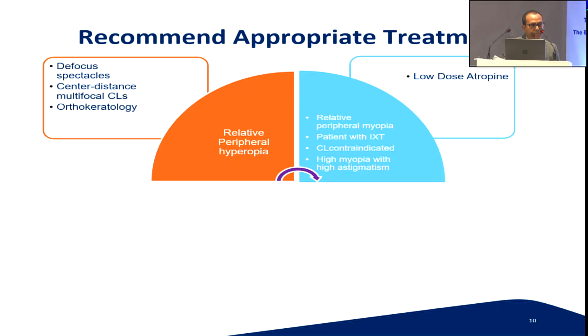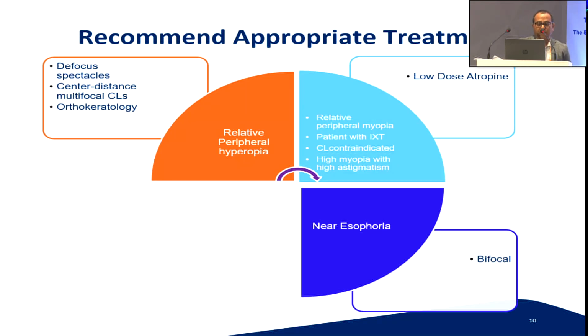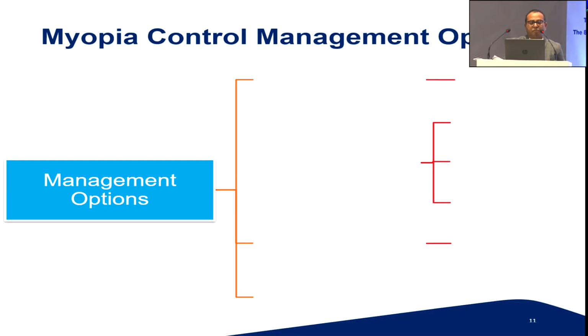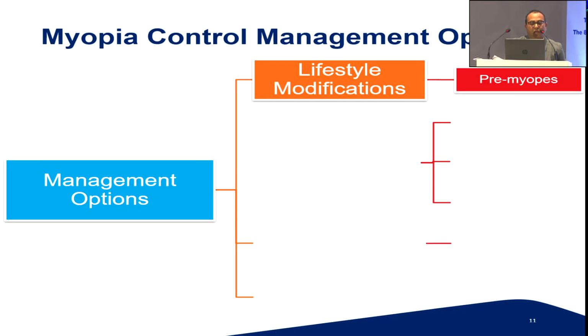if associated with intermittent divergent squint, with a deviation of more than 15 to 20 prism, low dose atropine will work quite well. If near esophoria, the first line treatment should be bifocal or accommodative block, then we can go for progressive and EDOF lenses. We have multiple options at the moment, and those options are only for true axial myopia. Lifestyle modification, we go for the pre-myopes.